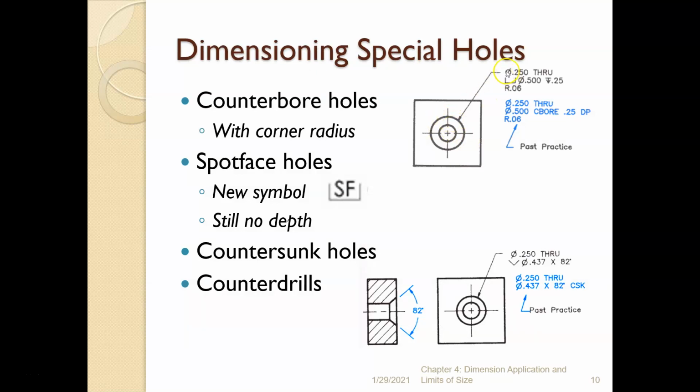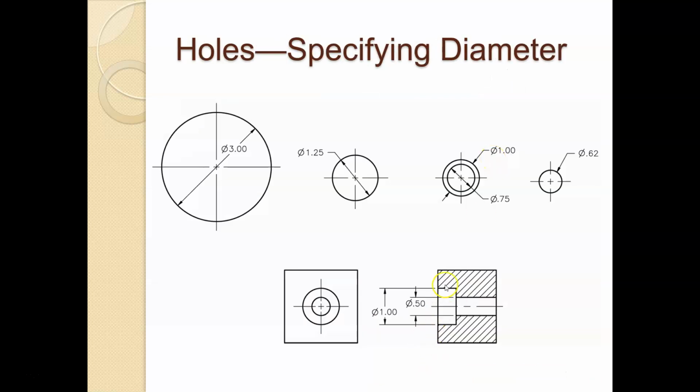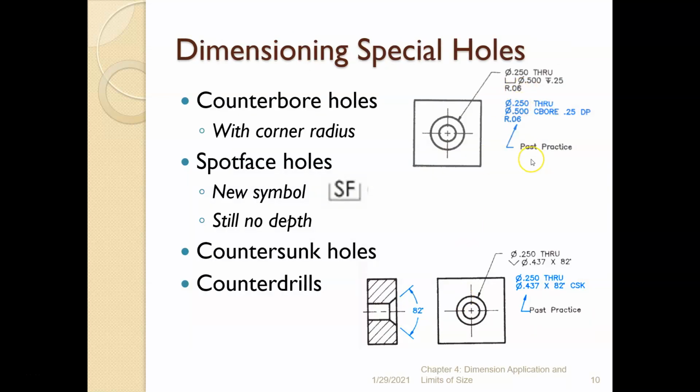So back to this, here's the full dimension note for this counterbore hole. So we have a diameter of 0.25, which is the smaller diameter here. And it says through, even though that's strictly not required anymore. Then we have the counterbore symbol, diameter 0.5 for the diameter of the counterbore, the depth of the counterbore, there's the depth symbol, 0.25. And then the radius, 0.06, is just the radius on the, let me put it here again. It would be the radius in this corner right here. So the radius right there and right there would be 0.06.